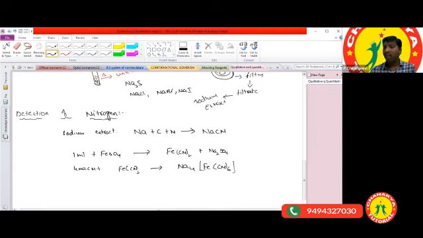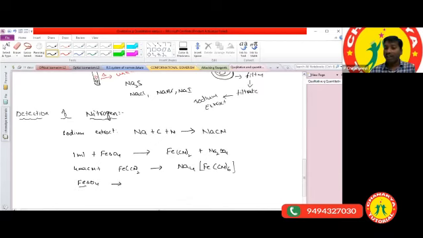For this, we add a small amount of concentrated sulfuric acid. Whenever you add concentrated sulfuric acid, it converts the ferrous ions into ferric ions. Here the sulfuric acid acts as an oxidizing agent, which converts the ferrous ion.